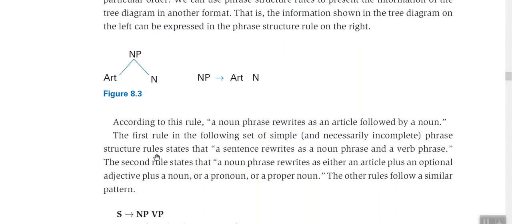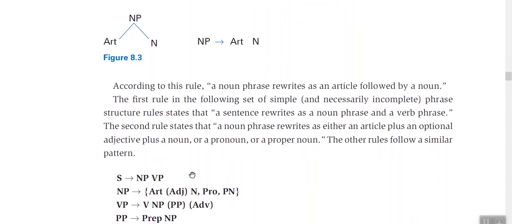What are the rules? Here are the rules. This is the summary of the rules, and this is the explanation. We talked about these phrase structure rules. The first rule, in the following set of simple and necessarily incomplete phrase structure rules, states that a sentence rewrites as a noun phrase and a verb phrase.